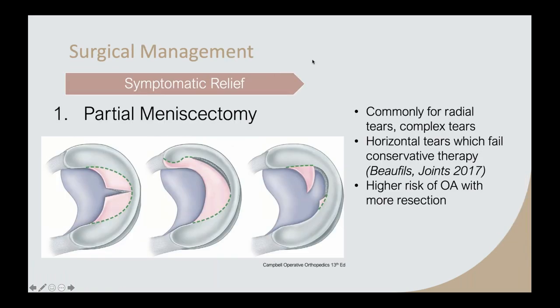So what do you do? Commonly, you do a partial meniscectomy. This provides symptomatic relief by removing the irritating flap component of the tear, making it more smooth. Commonly done for more central tears like radial tears, complex tears, or even those degenerative horizontal tears that fail conservative therapy. However, we know that as you resect more meniscus material, you increase the progression of osteoarthritis in the patient in the subsequent years.